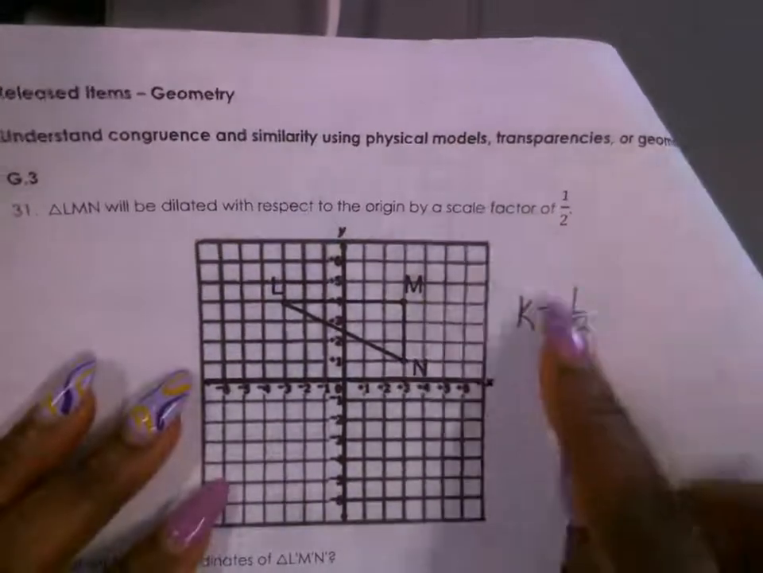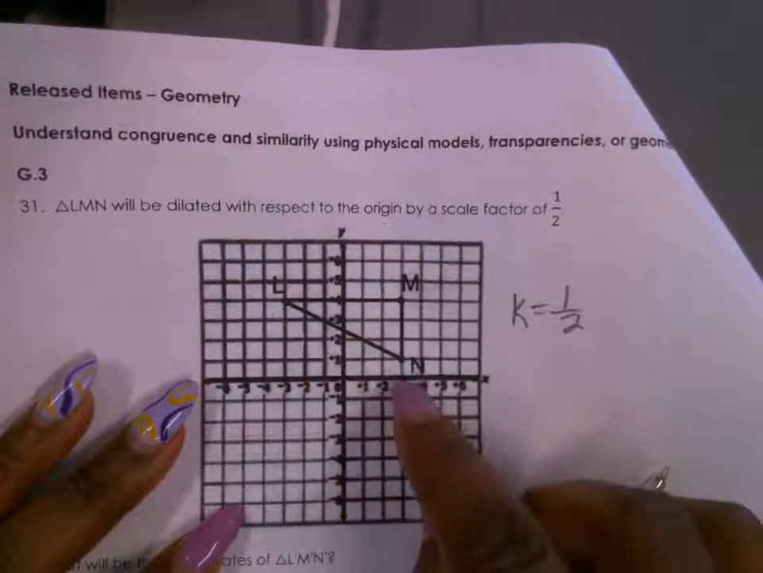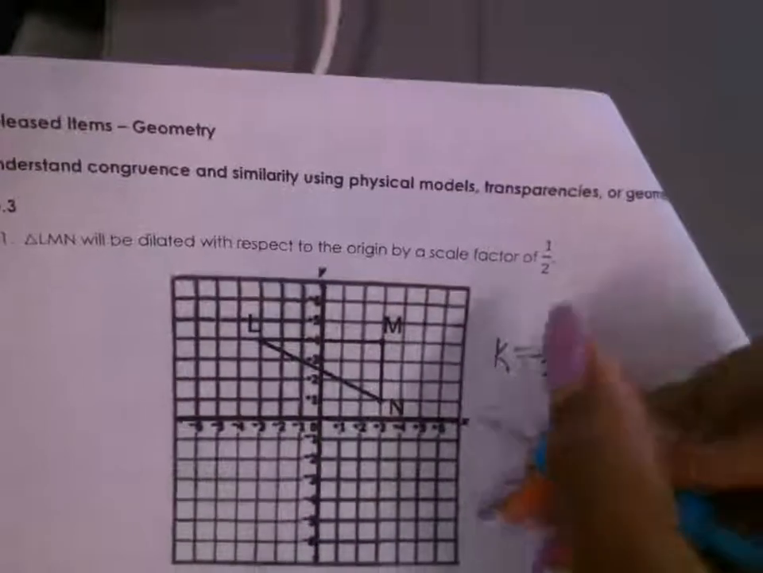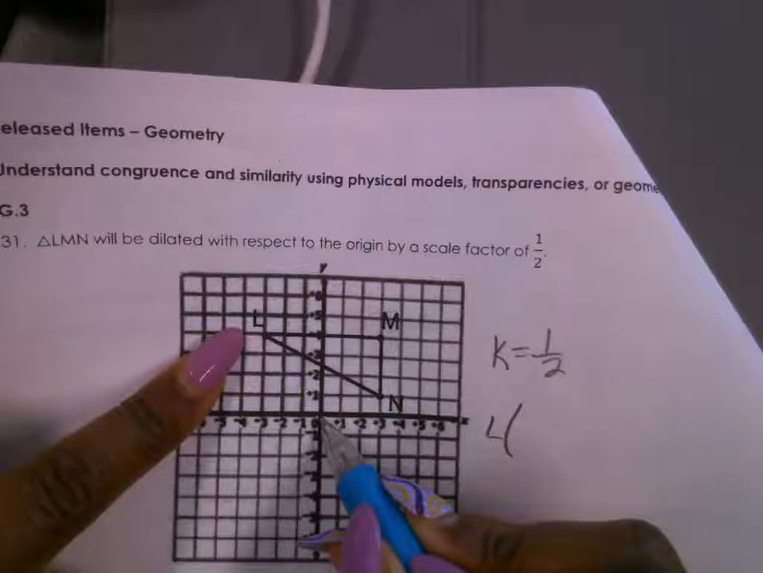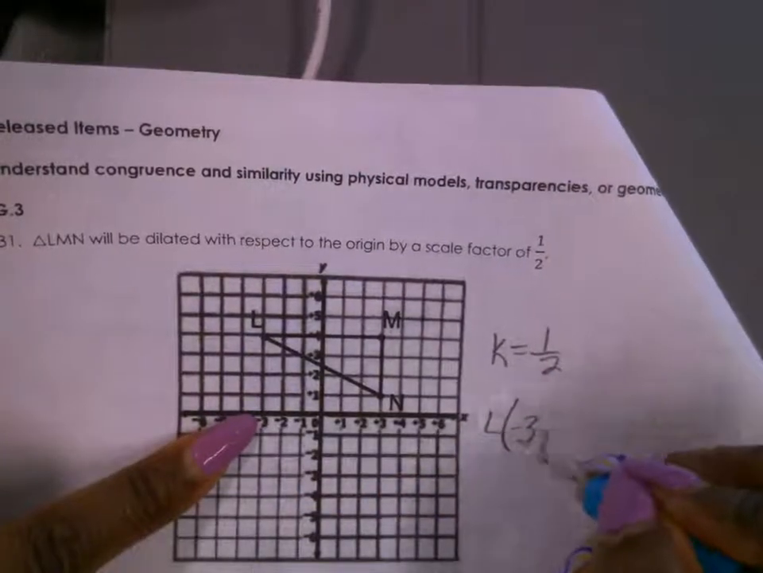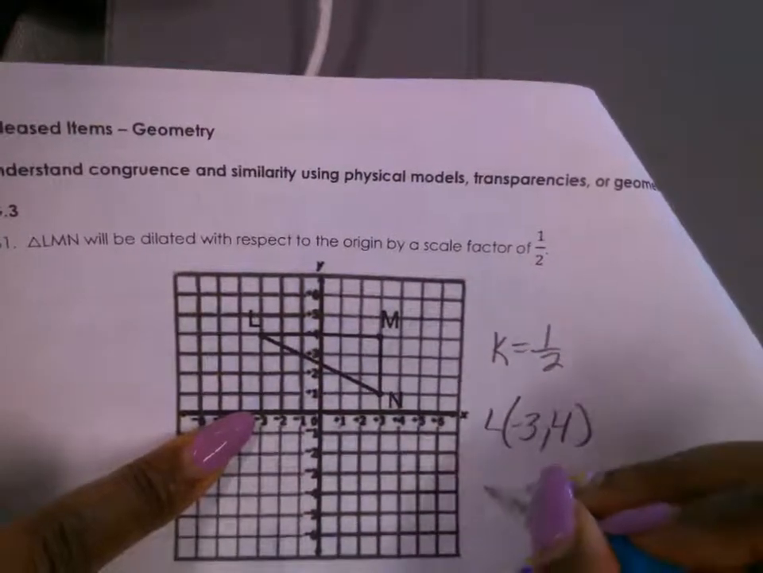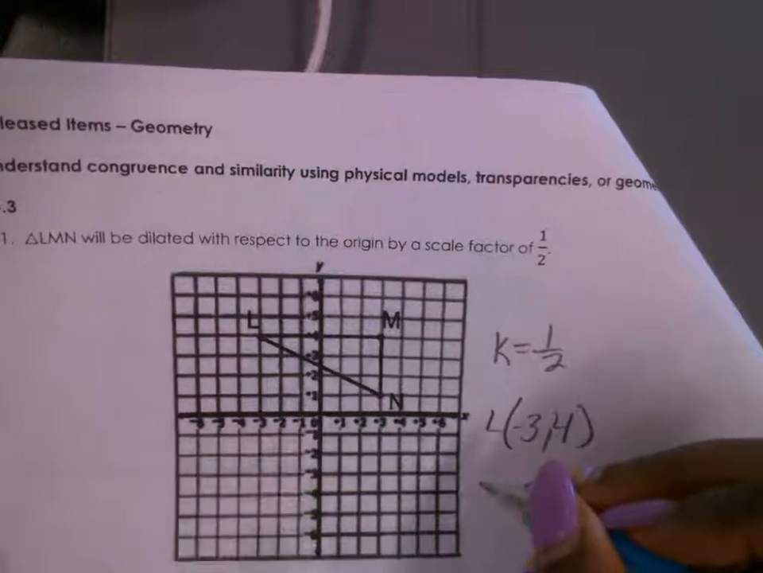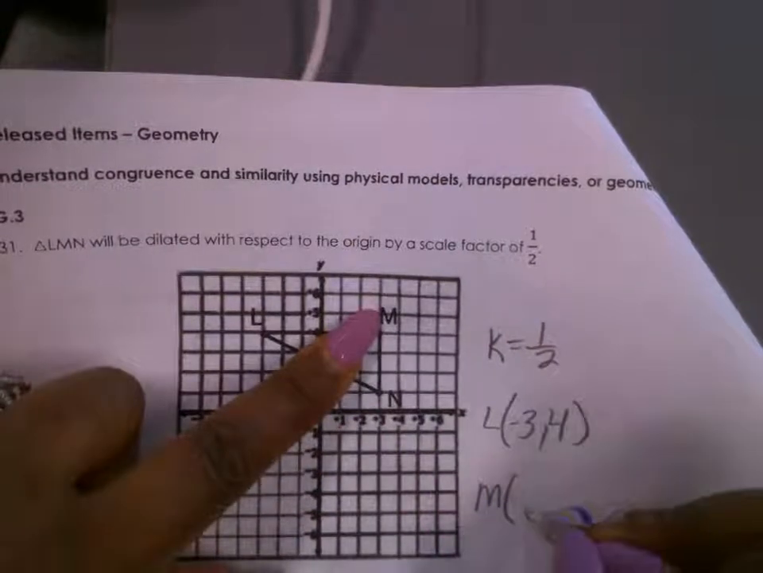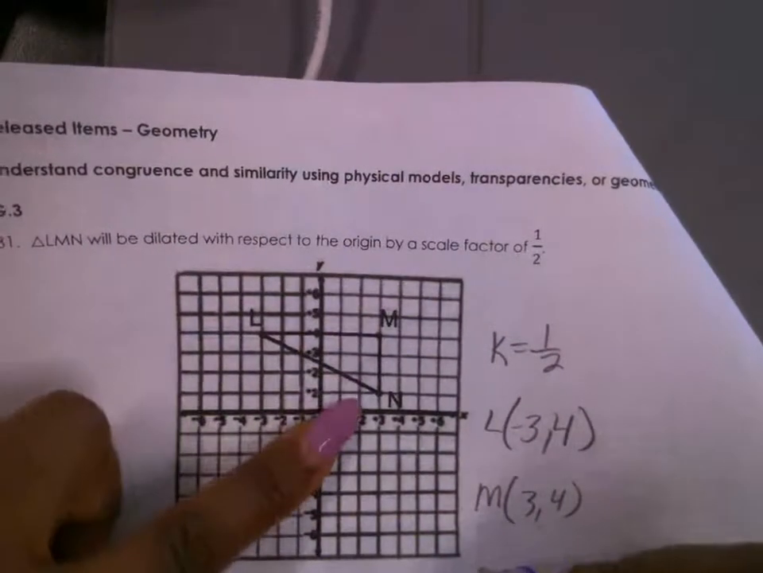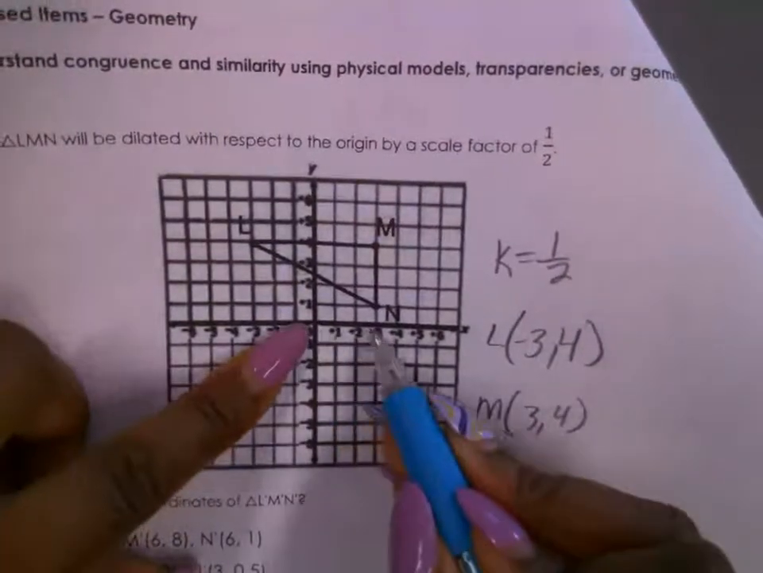Okay? So you're going to multiply 1/2 times each of the X and the Y order pairs for each of these. So let's do L first. This order pair here is going to be -3 and we went up 1, 2, 3, 4. And M is positive 3 and up 1, 2, 3, 4. And N is positive 3 and up 1.